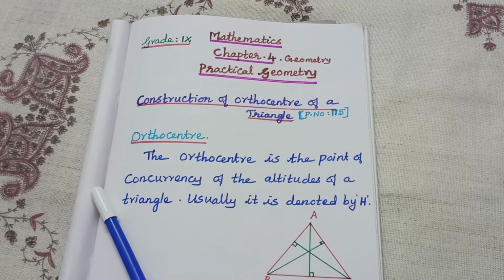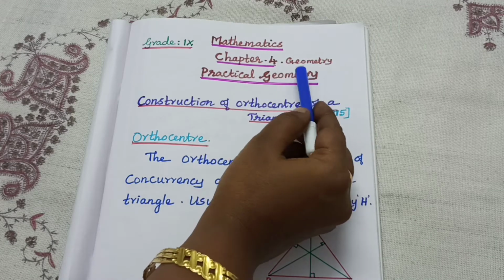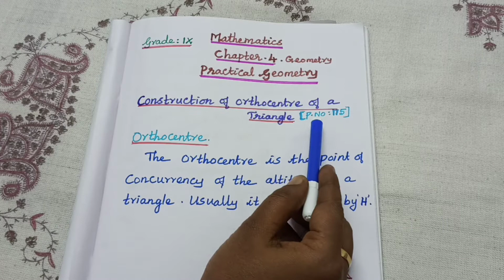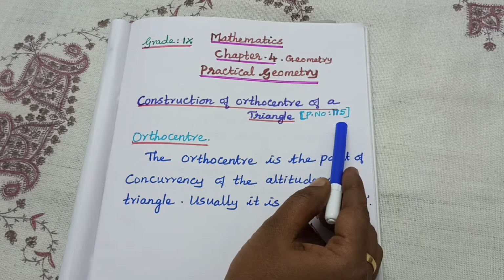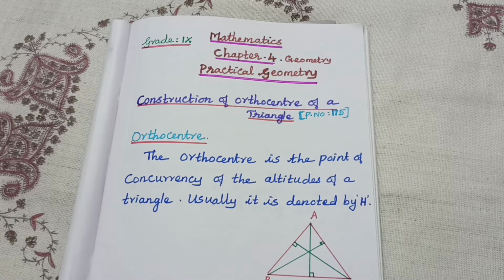Today we are going to see the continuation of practical geometry. So, dear children, take your practical geometry note and write it down. It is the fourth chapter, geometry, practical geometry, page number 175 in your book. Construction of the orthocenter of a triangle. Now we are going to see the construction of the orthocenter of a triangle.